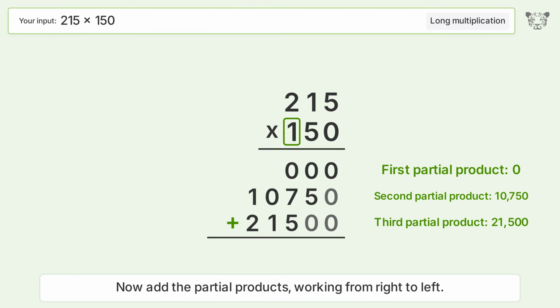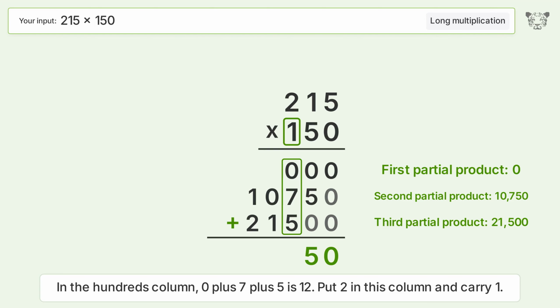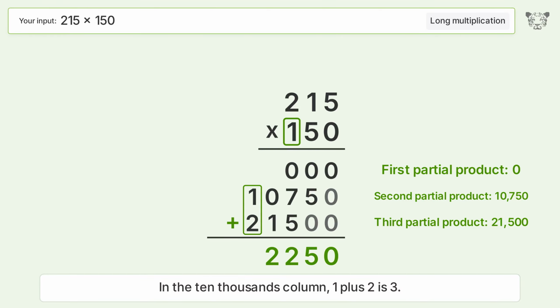Now add the partial products, working from right to left. In the ones column, 0 plus 0 plus 0 is 0. In the tens column, 0 plus 5 plus 0 is 5. In the hundreds column, 0 plus 7 plus 5 is 12. Put 2 in this column and carry 1. In the thousands column, 0 plus 1 plus the carried 1 is 2. In the 10,000s column, 1 plus 2 is 3.